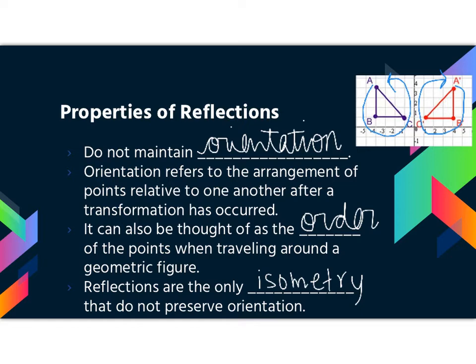If you know a rigid transformation has been applied, and you see that the orientation has changed, most likely you have a reflection. Because reflections are the only rigid transformation that don't preserve orientation.